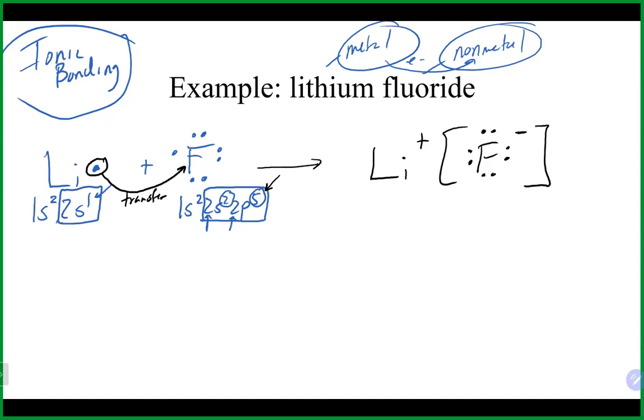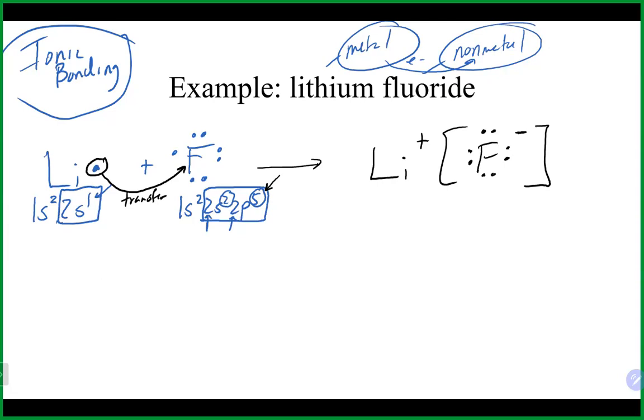And when we draw Lewis structures for ionic bonding, which is what we're doing here, we should always show the charges. The charges indicate that there is no sharing of electrons in this case. We have a transfer of electrons. We have charges that have been made.